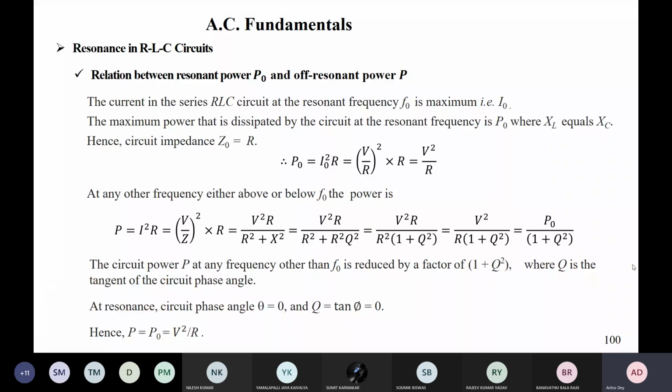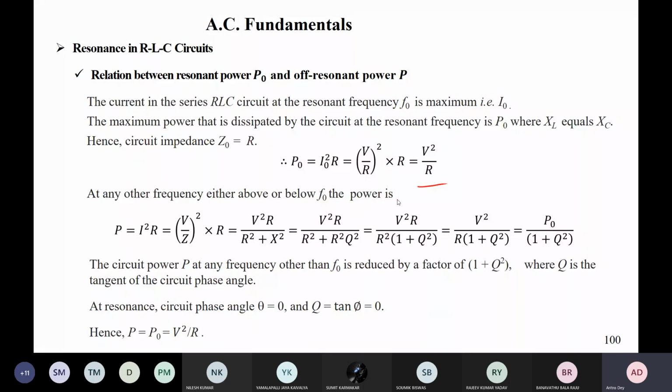Relation between the resonant power and the off resonance power. At resonance it is purely resistive, so resonant power is V square by R, and at any frequency other than f0 it is I square R, which is equal to V square by Z square into R. So if you do that, you can write this as V square by R into R square by Z square, where Z square is R square plus X square. And what is your X square?